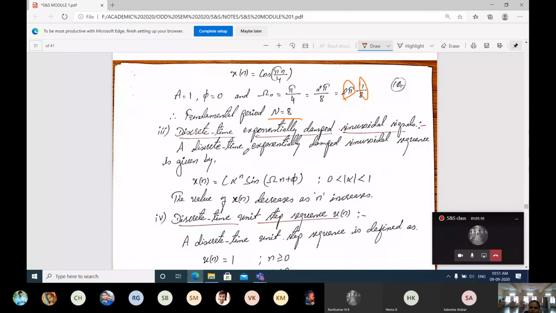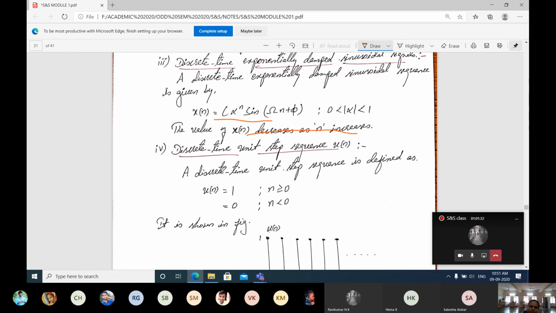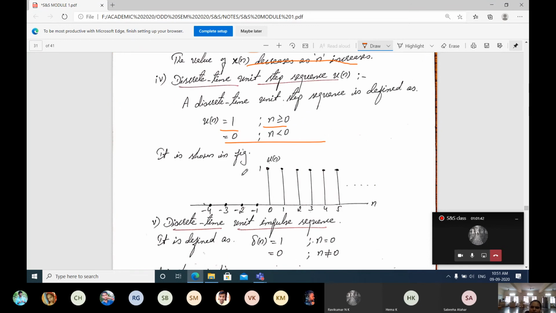Then the discrete time exponentially damped signal. The same equation: C alpha raised to n sin of omega n plus phi, where the mod of alpha varies from 0 to 1. x of n decreases as n increases. We have already gone through this. Okay. The discrete time unit step function: u of n equals 1, same here also, when n is greater than or equal to 0. For the other values, it is 0. This is how the signal goes from 0 to infinity. It will always be 1.